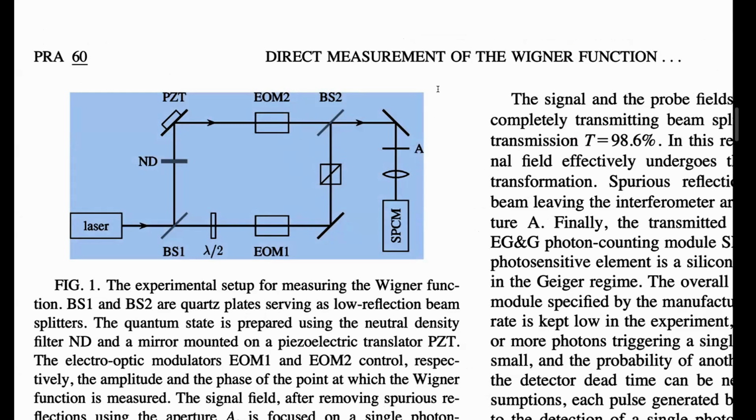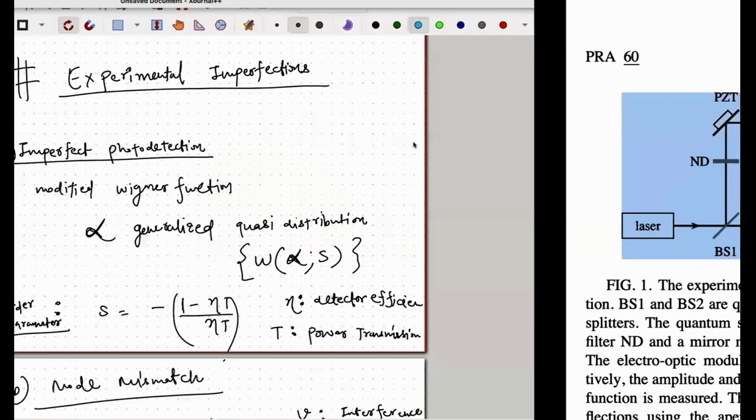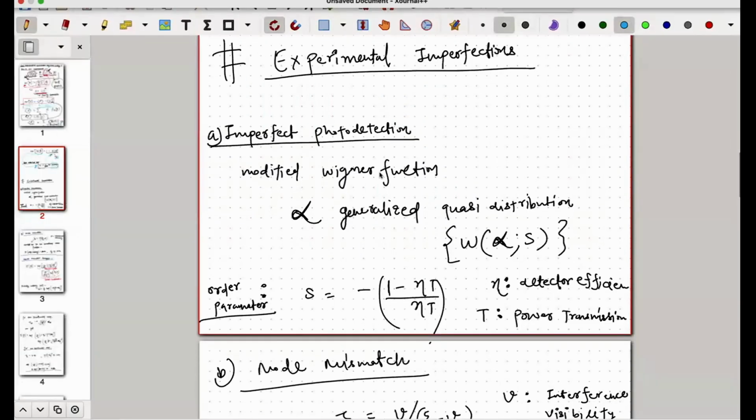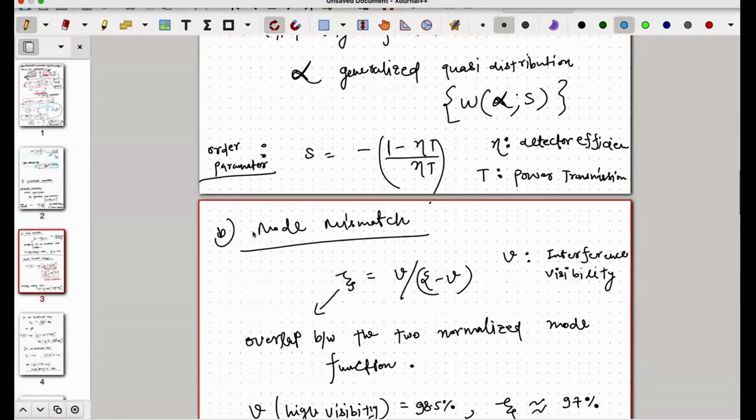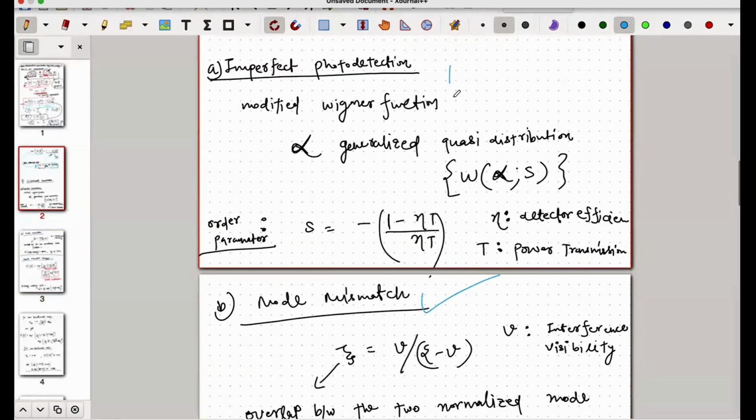So the probe and signal will collide here. Actually, the more perfect word would be superposition. So they'll superpose here, and then there will be some kind of imperfect mismatch, that is our mode mismatch. And as it is a physical detector, it will have its own dead time and efficiency. So its efficiency will definitely be less than 1. So that will also lead to some kind of imperfect photo detection.